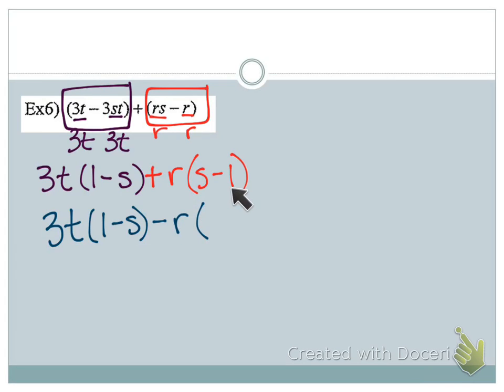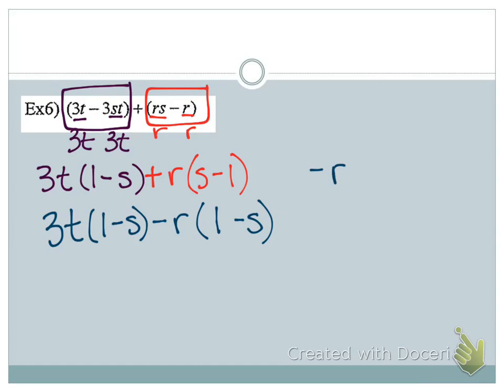So I'm flipping all 3 signs back here. It changes to a minus r. This is going to be a minus s, and it's going to be a positive 1. Now this time I changed my order when I changed my signs to save me a step. If you need to do that one step at a time, that's fine. Are we okay with changing the order and the signs at the same time?